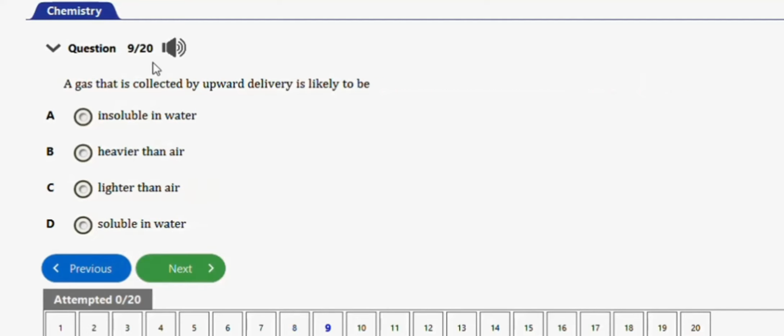It says, a gas that is collected by upward delivery is likely to be lighter than air. Very important, guys. This is option C. Take note of this question. That's the answer. The next question will be this one.